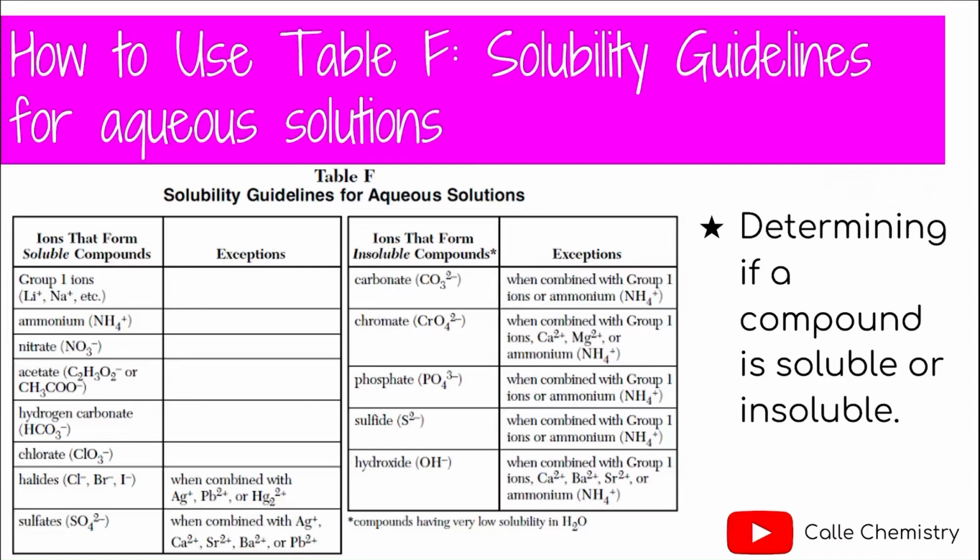Welcome back, everyone. In this video, we will learn how to use Table F, Solubility Guidelines for Aqueous Solutions. Table F tells us if a compound will be soluble or insoluble by giving us two tables. On the left here, we have ions that form soluble compounds. And on the right, we have ions that form insoluble compounds.